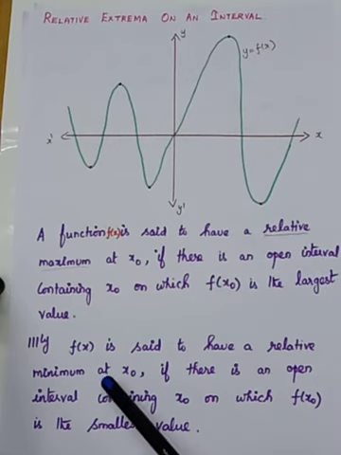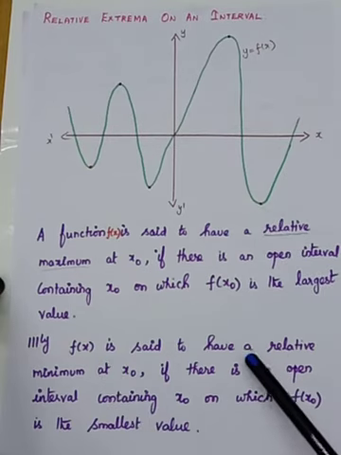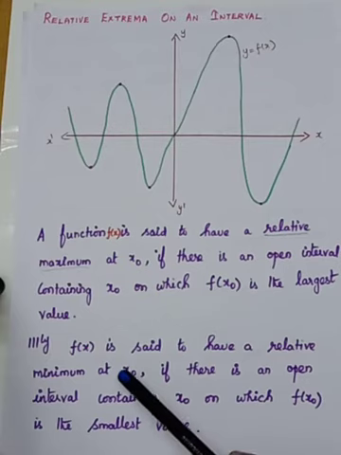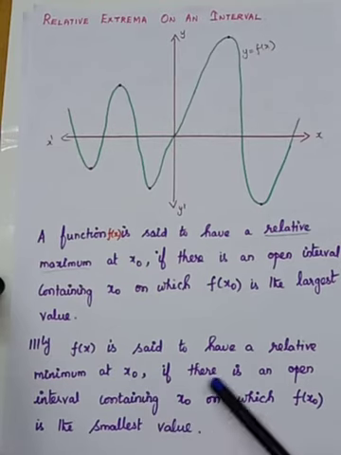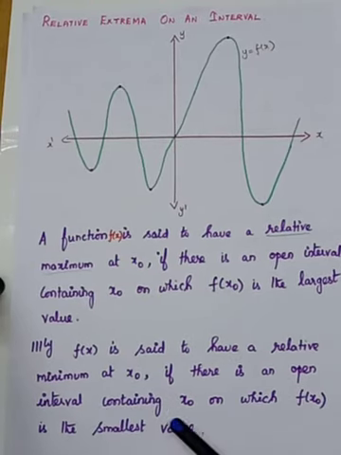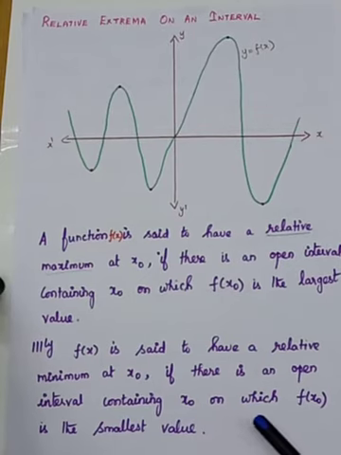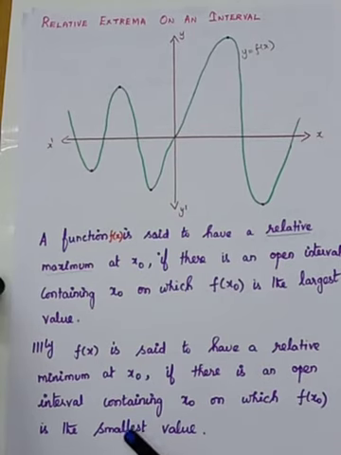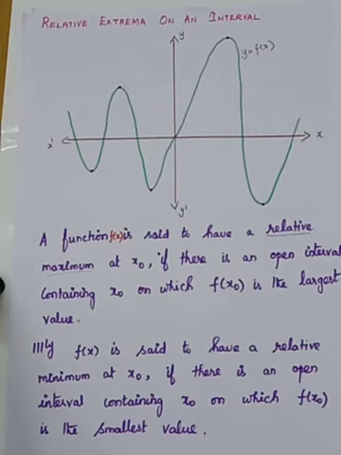So see the definition: f of x is said to have a relative minimum at x naught if there is an open interval containing x naught on which f of x naught is the smallest value. So while you are talking about relative extremum or local extremum, we have to consider the open interval containing the point on which that value of the function is smallest or largest.